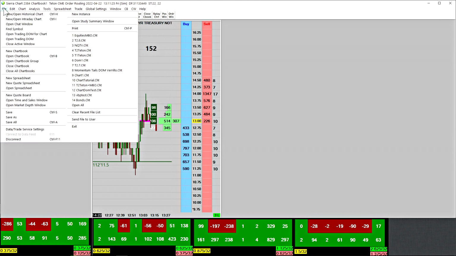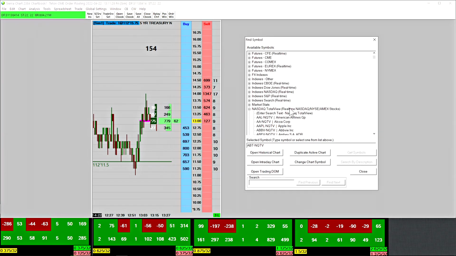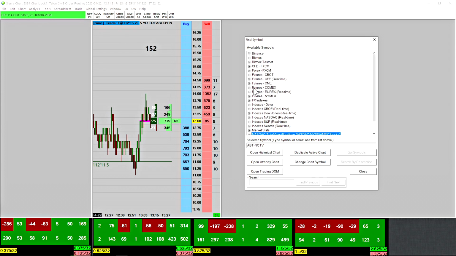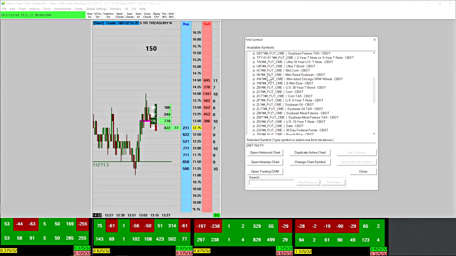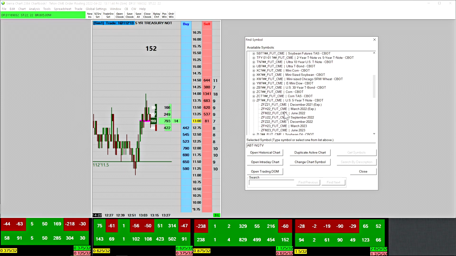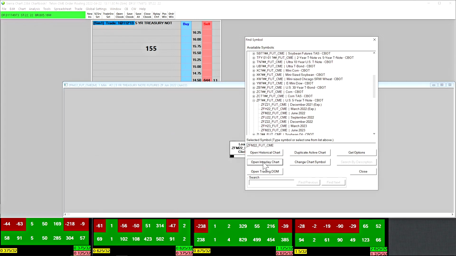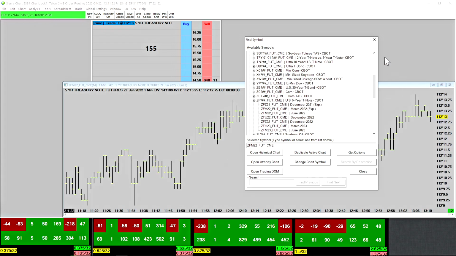All right, there. So let's go to File, Find Symbol, and we're going to open up a brand new chart for a symbol. In this case, I'll just use futures, a symbol that trades on the Chicago Board of Trade. So we'll use one of the US Treasury symbols. Let's go ahead and find a ZF, just to keep it consistent. That's the same symbol that's on this chart right here. So this is the 5-year Treasury note, and we're going to open the same exact chart. It's going to be an intraday chart, and here we have it.